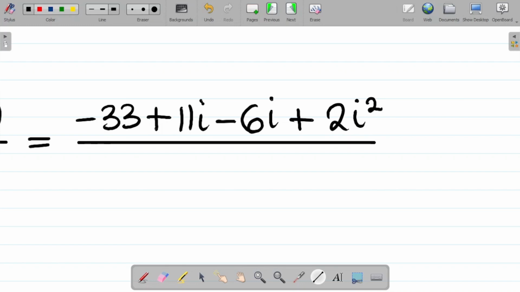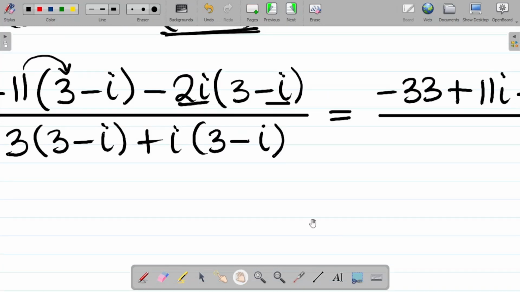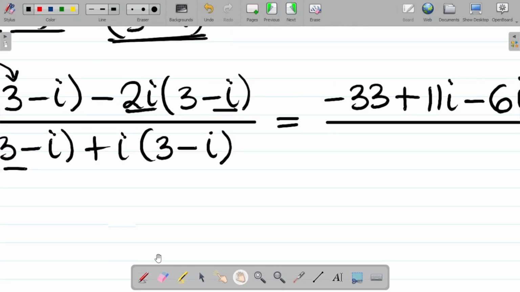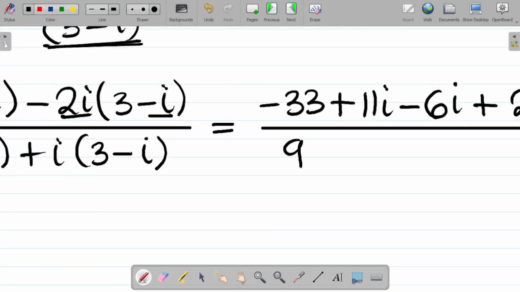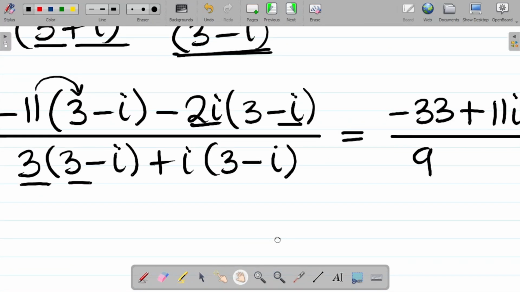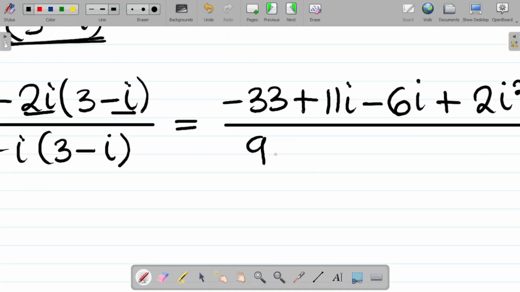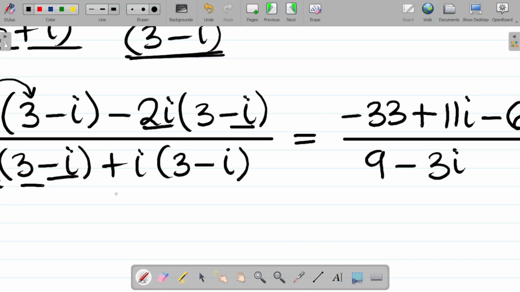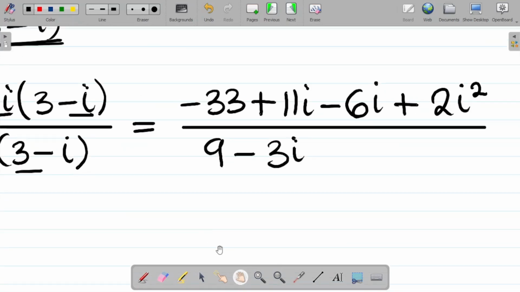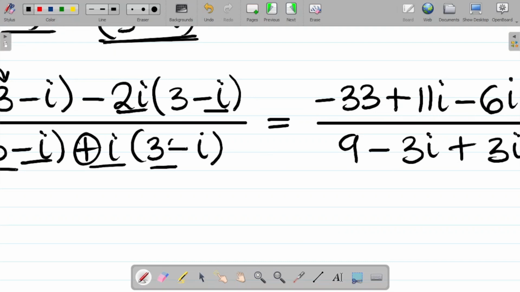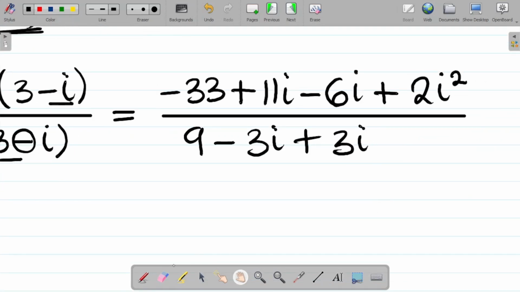Let's get to the denominator. For the denominator, what do I have next here? You have 3 times 3, that's 9. So that gives you 9, then 3 times minus i, which gives you minus 3i. Next up I have plus i times 3, which gives you plus 3i. And then finally I have plus times minus, that's minus. So I have minus.